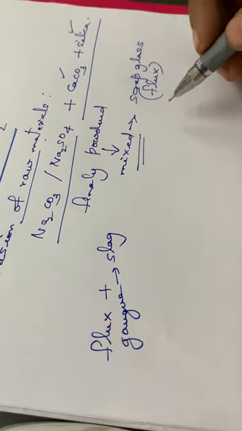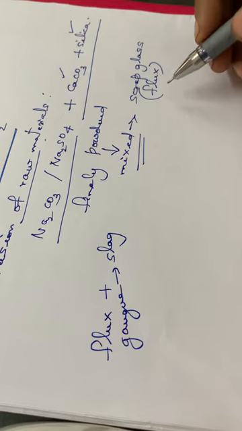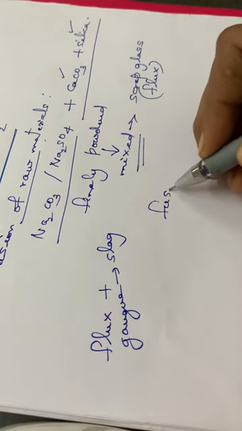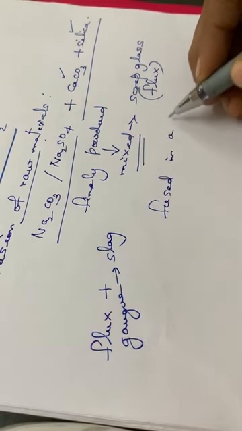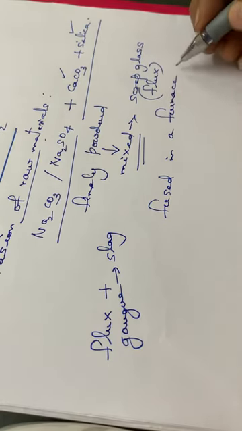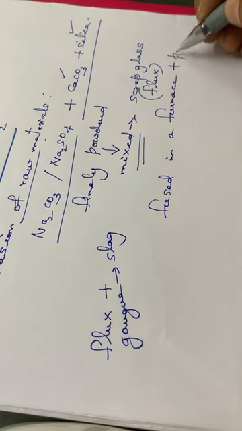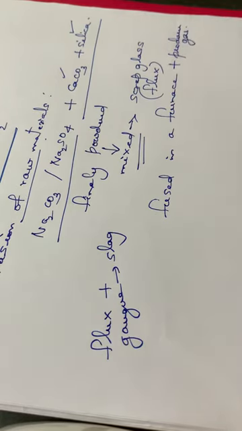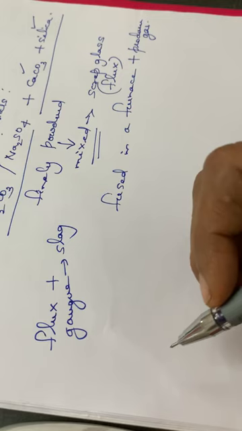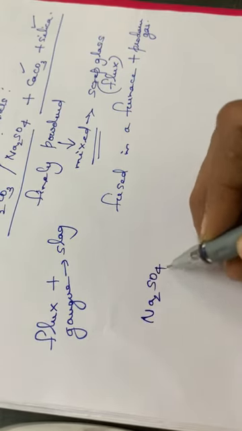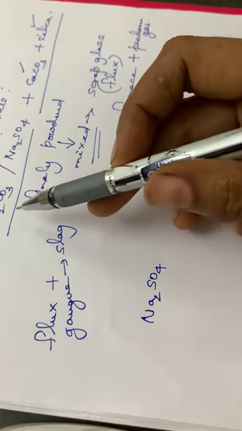Then this mixture is fused in a furnace using producer gas. Now we have to go through the equation. The first raw material is sodium sulfate, or it can be sodium carbonate.